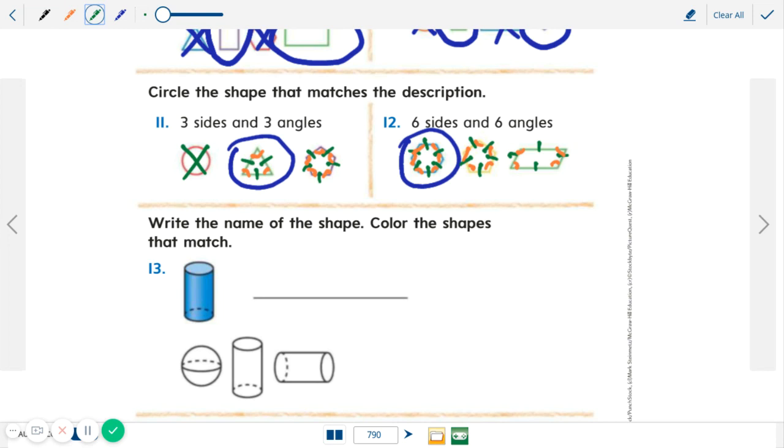Okay, so now let's move on to number 13. We need to write the name of the shape and color the shapes that match. So the shape that they have given us is a cylinder. And this first shape looks more like a sphere, so we're not going to color that one. The second shape does look like a cylinder, so let's color that in.